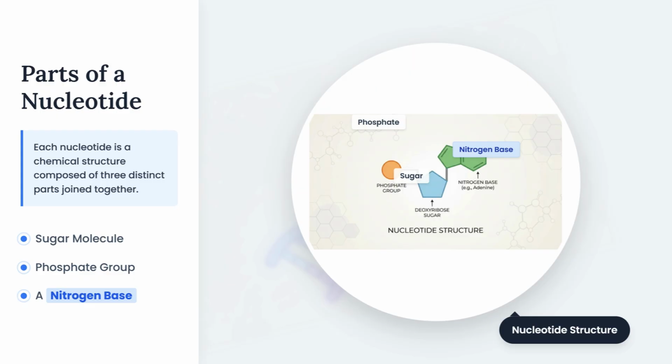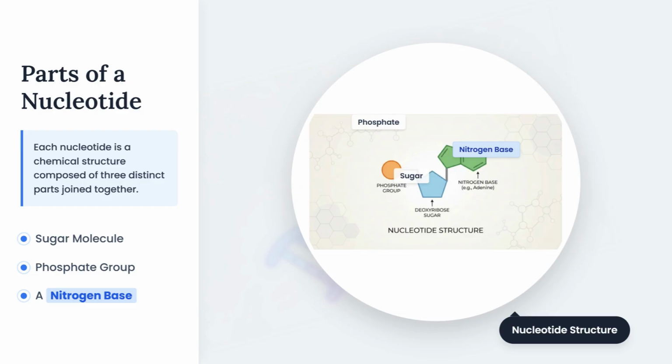This slide is titled Parts of a Nucleotide. It states each nucleotide is a chemical structure composed of 3 distinct parts joined together. The bullet points list them: sugar molecule, phosphate group, and a nitrogenous base. The diagram again shows the nucleotide structure with labels phosphate group, deoxyribose sugar, and nitrogenous base adenine. So let's break down these 3 parts.